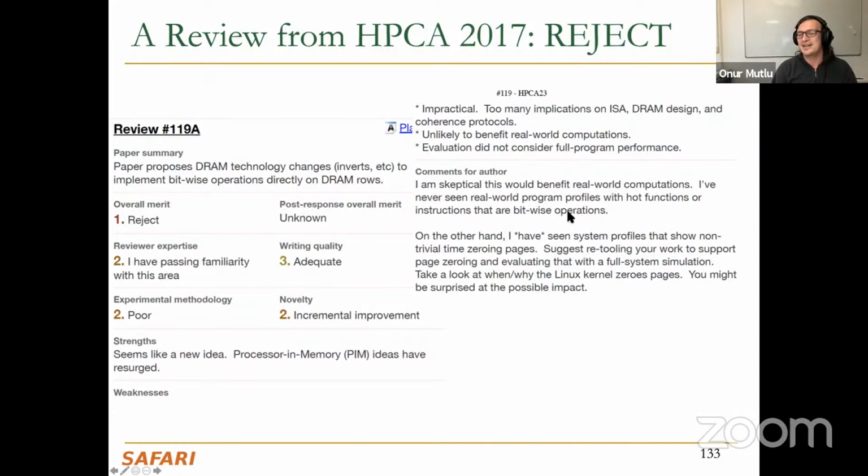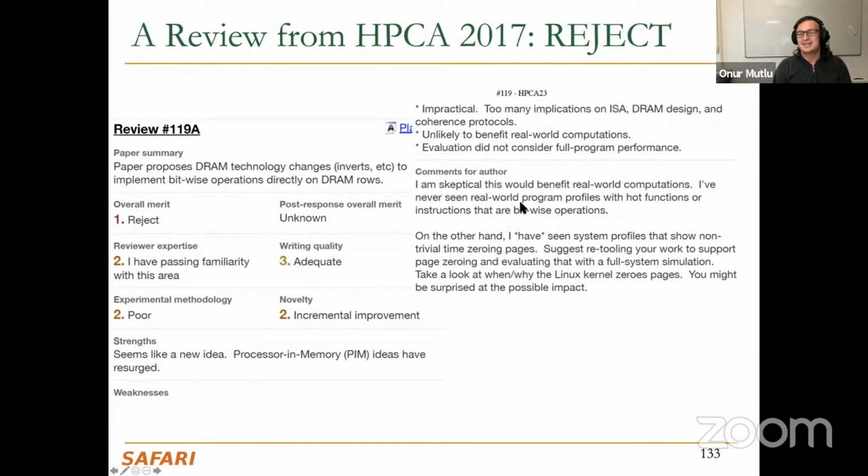I'm skeptical that this will benefit real-world computations. I've never seen real-world program profiles with hot functions or instructions that are bitwise operations. This is very interesting because the paper actually provides evidence toward that direction by showing applications. I've already given you bitmap indices, right? This is a very unfair reviewer. You should never do this, basically.